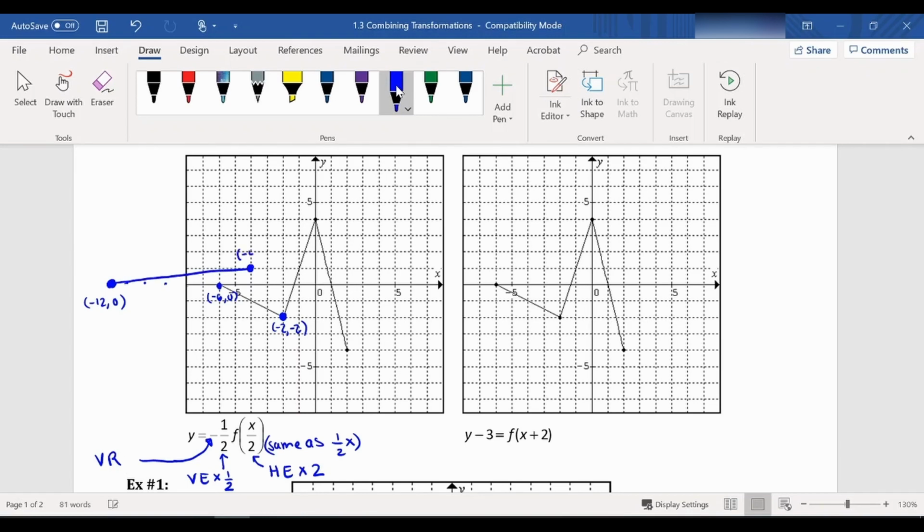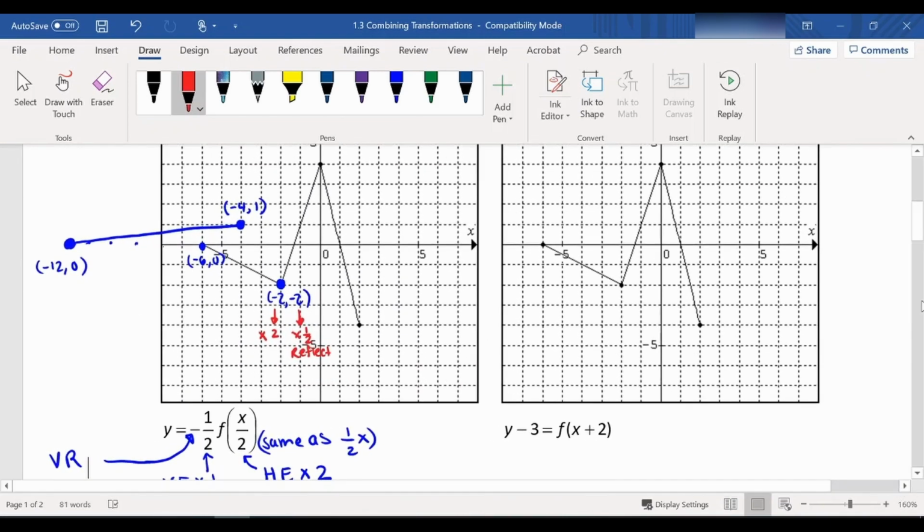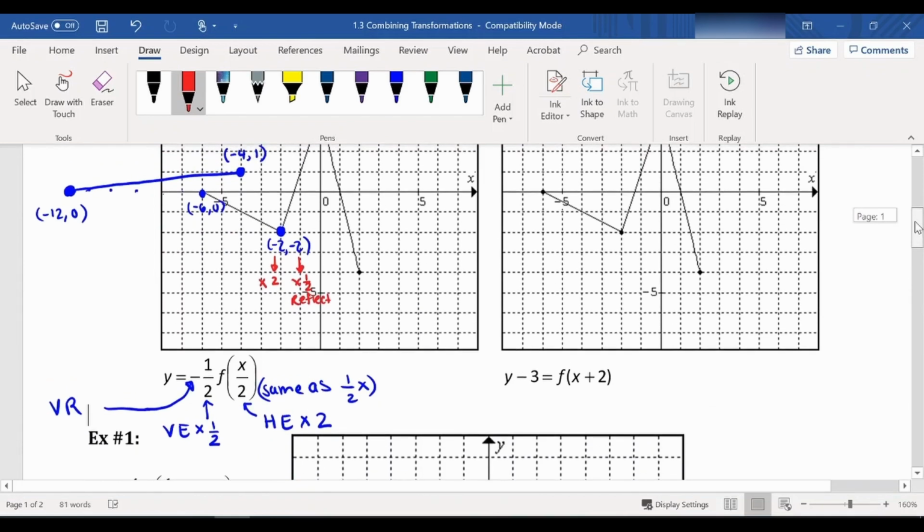So again, we took our x-coordinate and we had to multiply by 2. We took our y-coordinate, we had to multiply by half, and we had to reflect. So if I multiply by half, I get -1. If I reflect, that gives me a +1. I'm going to zoom in just a little more so it's a bit easier to see.